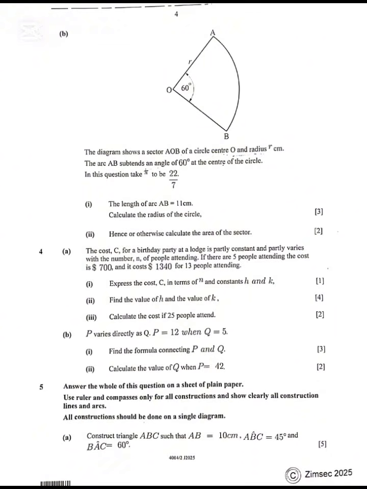4A, it was a question on partial variation. And then 4B, it was a question on direct variation. So the cost C for the birthday party at a lodge is partly constant and partly varies with the number N of people attending. If there are 5 people attending, the cost is $700, and it costs $1,340 for 13 people attending. Express the cost C in terms of N and constants H and K.